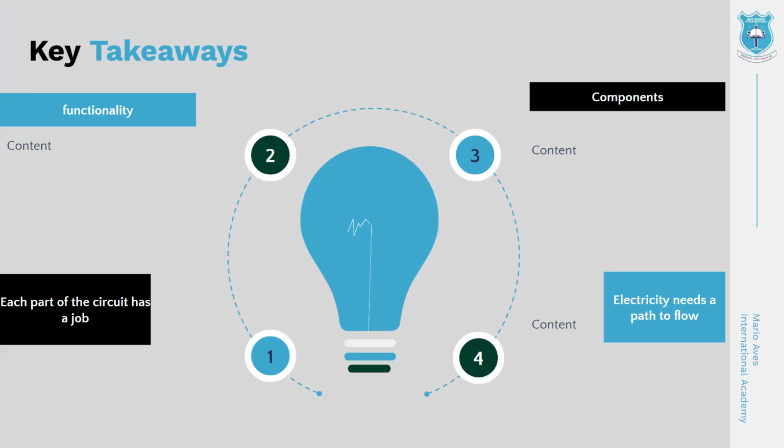And our key takeaways are what? The functionality, the components. Each part of the circuit has its own job, and electricity needs a path to flow, which is what? Our wire. Good. For those who answered wire, that is good.